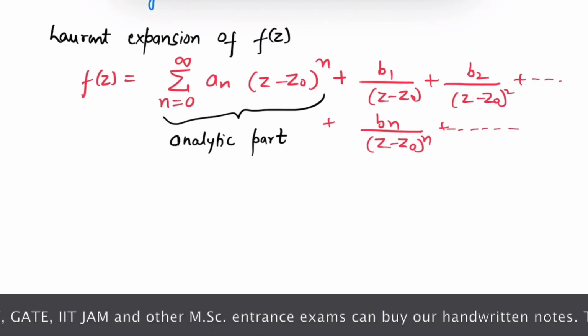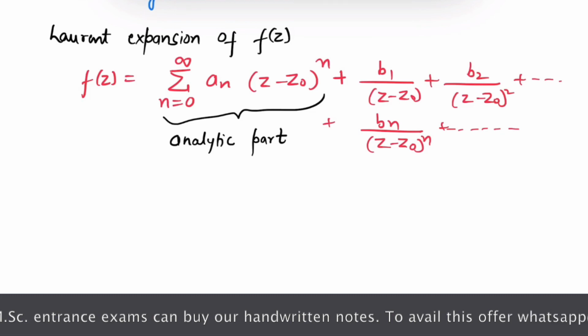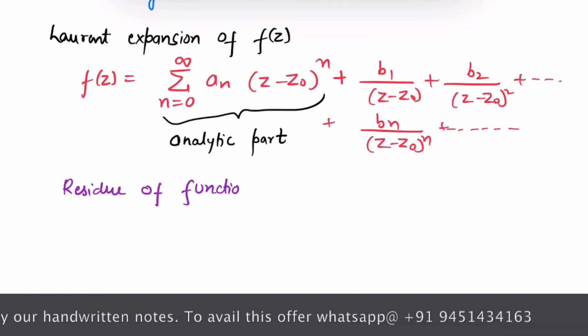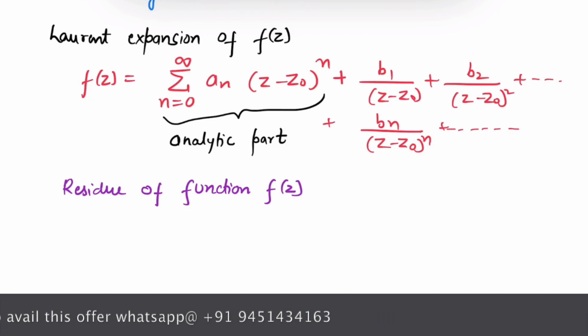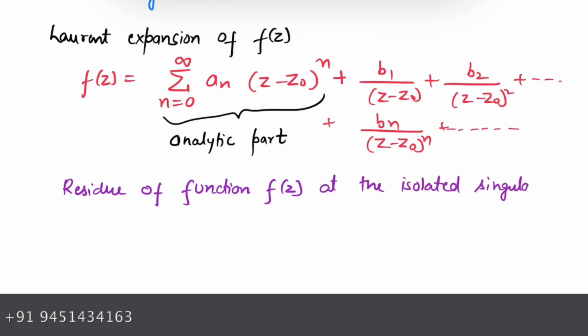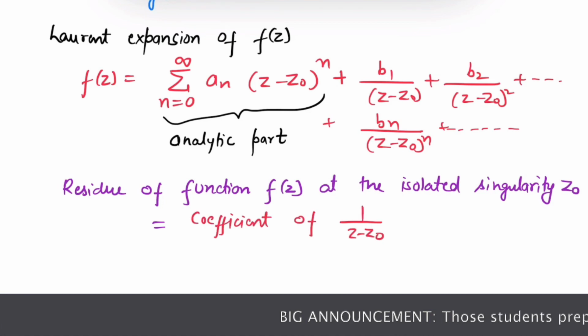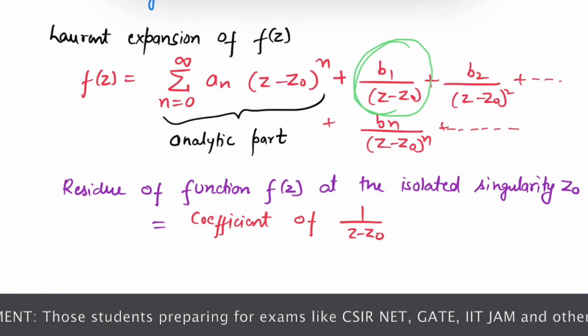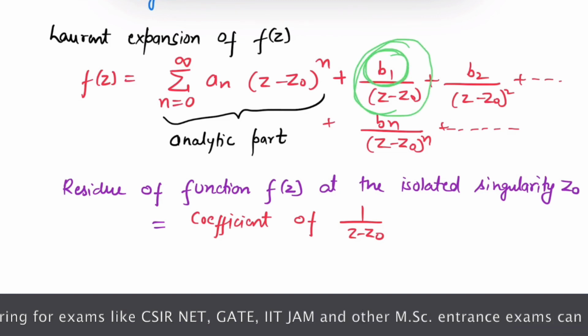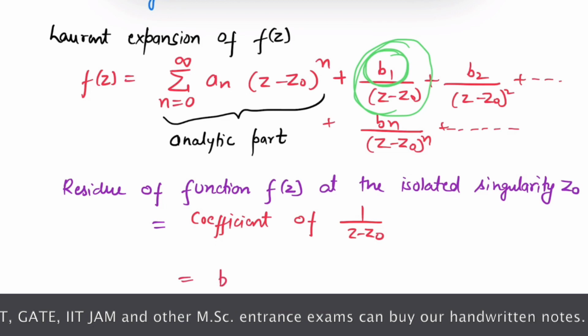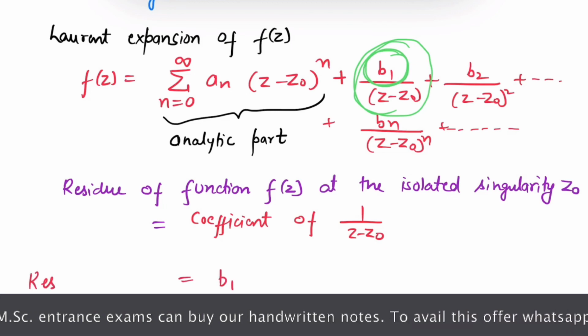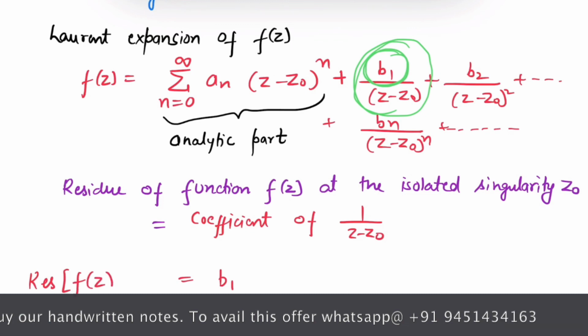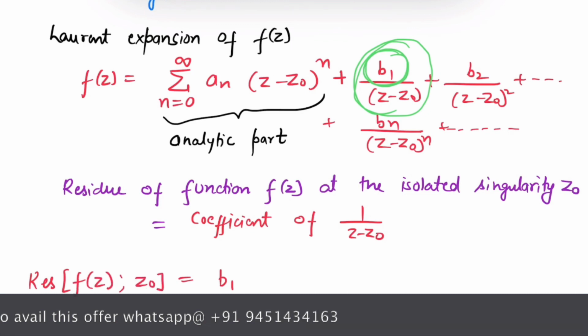Now here comes the important part, residue of function f of z at the isolated singularity z naught. This equals the coefficient of 1 over z minus z naught, and here we can see the coefficient of 1 over z minus z naught is b1. So this equals b1, which is the residue of function f of z at point z naught.